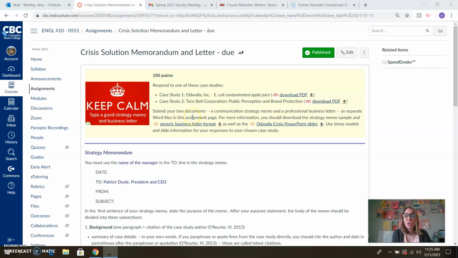Then you're going to submit two documents here. A communication strategy memo and a professional business letter. Some of us feel that the memo is a little outdated as a mode of business communication, but you would be surprised how much it truly is still being used. It's not in its little paper form anymore. They're all, of course, electronic, but it is a staple of the business industry as our business letter. So very good to hone these skills here before you use them in the workplace.